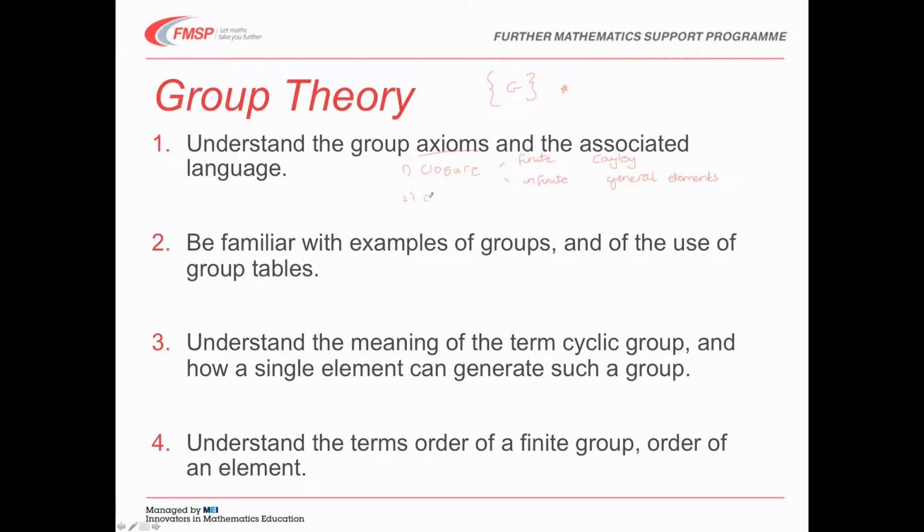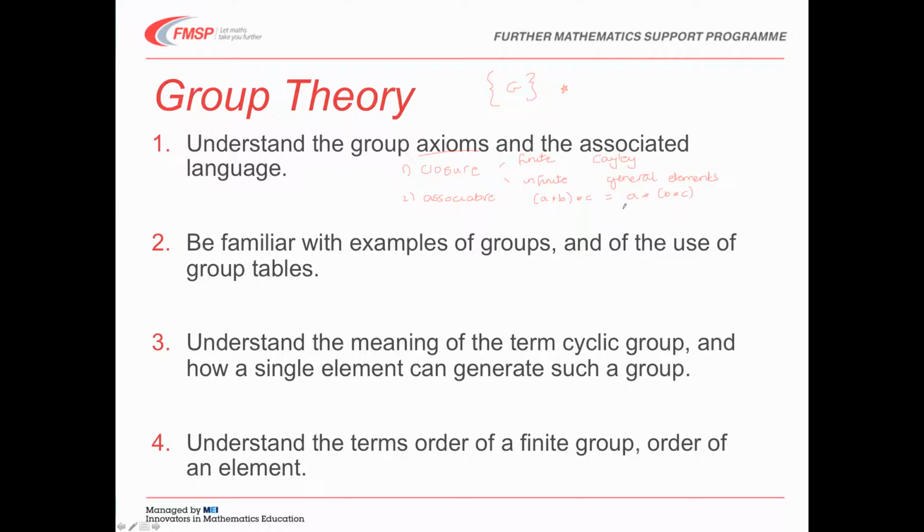The second one is associativity. Now, associativity is the one that sometimes they'll tell you you can actually assume. And what this says is that if you do A star B and then star C, that's equal to A star B star C.